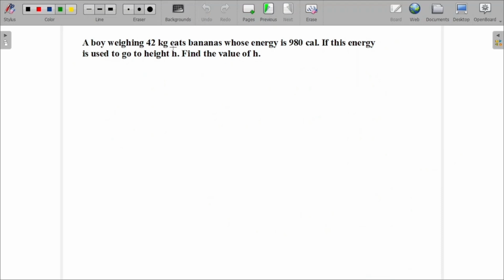A body weighing 42 kg eats bananas whose energy is 980 calories. If this energy is used to go to height h, find the value of h. Here they have given the mass, 42 kg, and the energy of the bananas, 980 calories. So 980 into 4.2 joules, since 1 calorie equal to 4.2 joules. If this energy is used to go to height h, what is that height h?